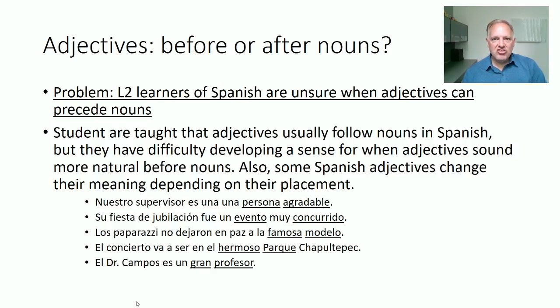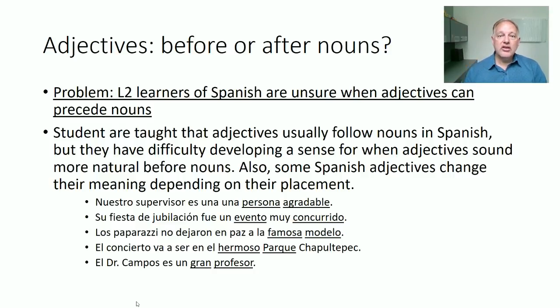Also, some Spanish adjectives, when they come before or after a noun, their meaning changes slightly. So here's some examples, right, of the typical pattern that we learned as the basic rule, right? Place your adjective after the noun. Nuestro supervisor es una persona agradable, right? Persona is the noun, agradable is the adjective, right?